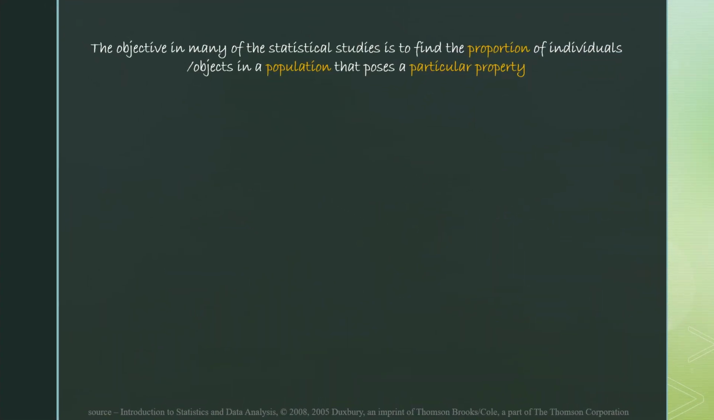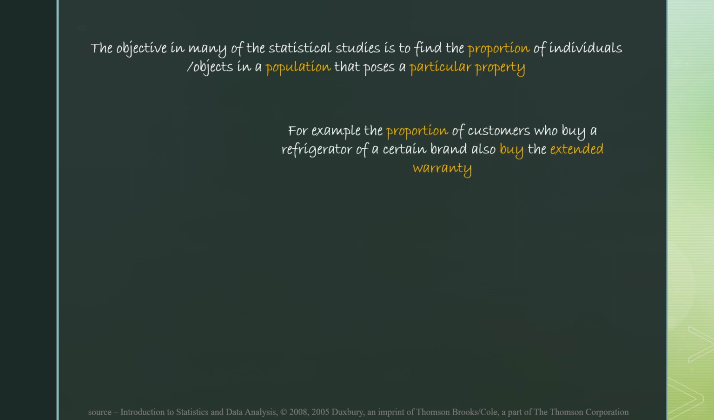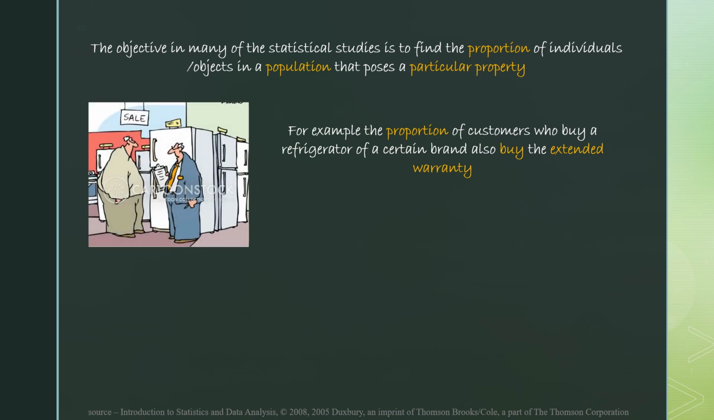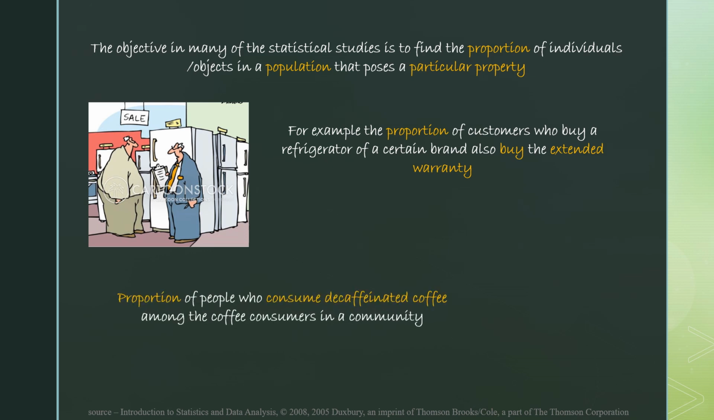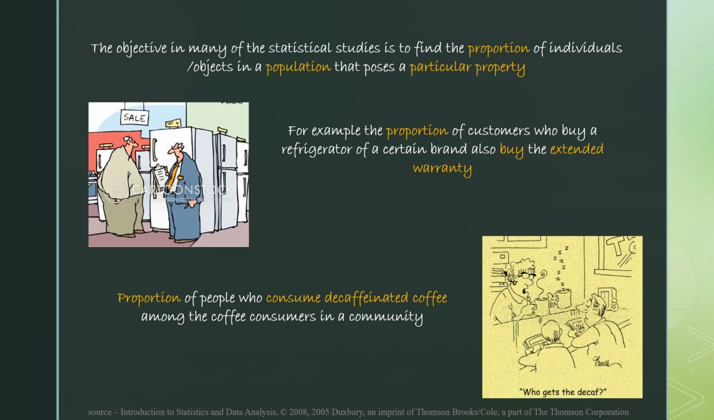The objective in many statistical studies is to find the proportion of individuals or objects in a population that possess a particular property. For example, the proportion of customers who buy a refrigerator of a certain brand also buy the extended warranty. Property in this case is possession of extended warranty, yes or no. Similarly, the proportion of people who consume decaffeinated coffee among the coffee consumers in a community. Property in this case is consuming decaffeinated coffee, yes or no.